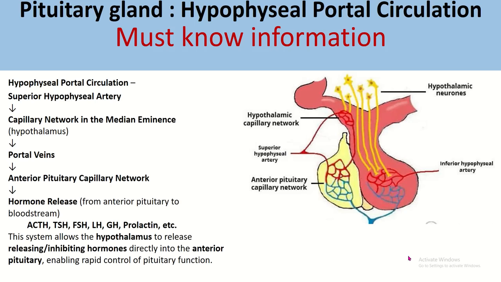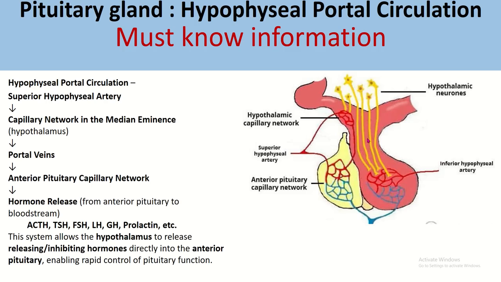The hypophyseal portal circulation. Why is portal circulation present here? You know, the hypothalamus secretes some releasing hormones, and these hormones have to come into the anterior pituitary, and then the anterior pituitary is able to function. So there is a superior hypophyseal artery which forms a capillary plexus within the hypothalamus, and the hypothalamic secretion enters this capillary, and via the portal vein this secretion comes directly to the anterior pituitary. It does not go to the systemic circulation.